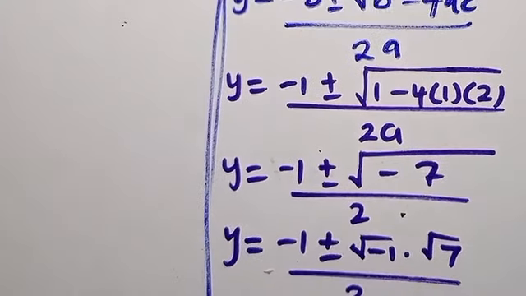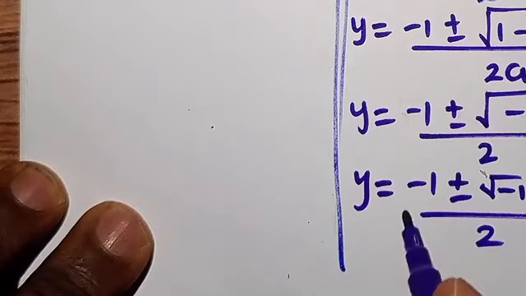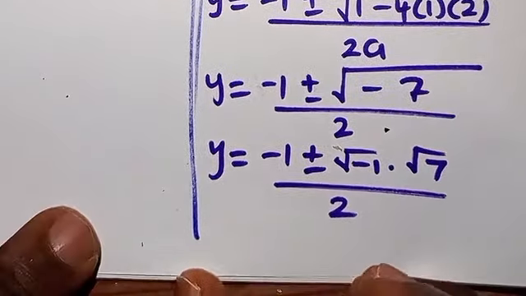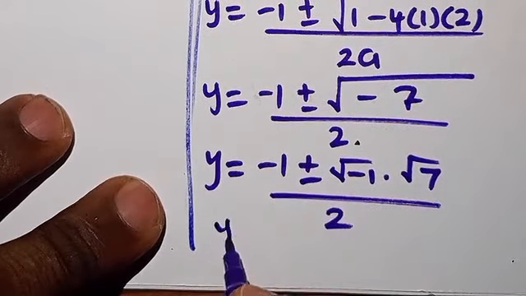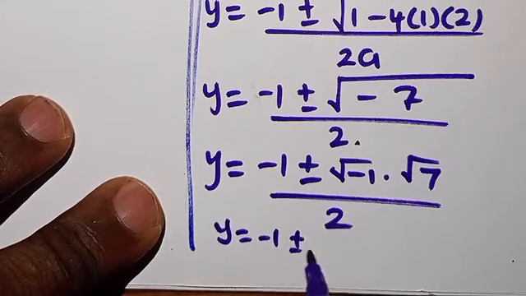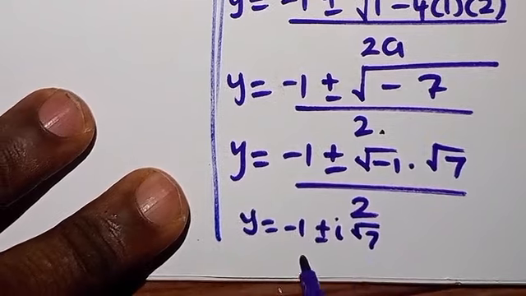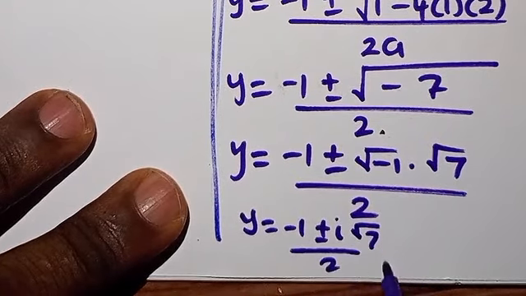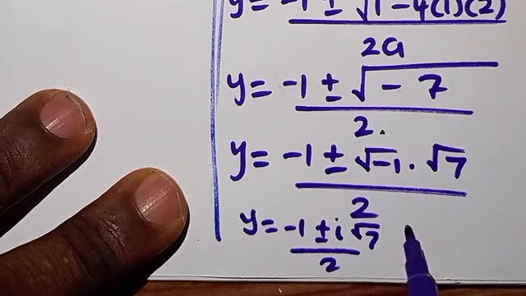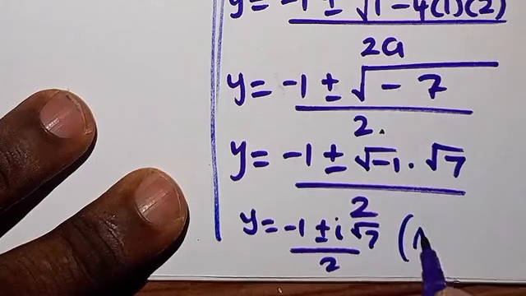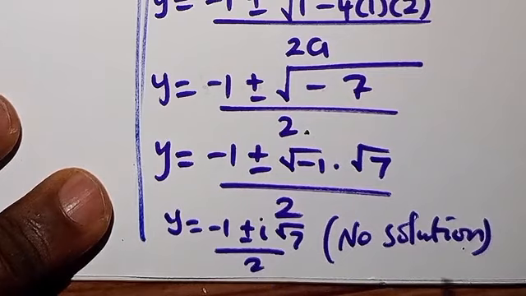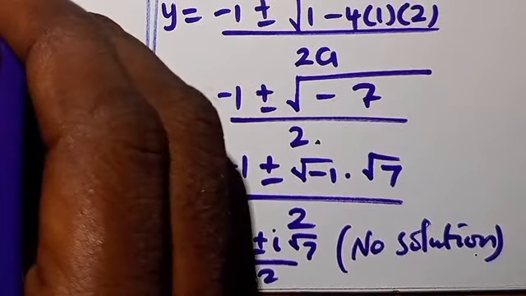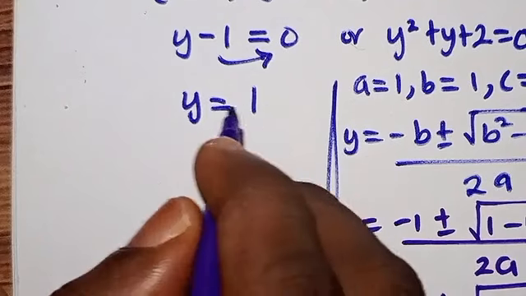Right, so from here, y is going to be minus 1 plus or minus i root 7, okay, all over 2. Now from here, you can see this is a complex root because of i. So therefore, we are not going to have a real solution here. So no solution here. You understand? Because we have the root of y to be this. So therefore, we need to go back to where we have the real solution. So now we have y equals 1.